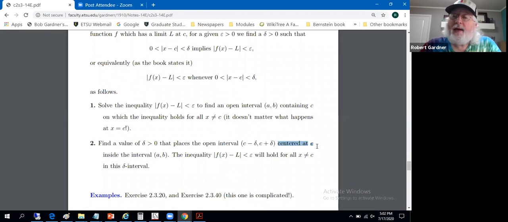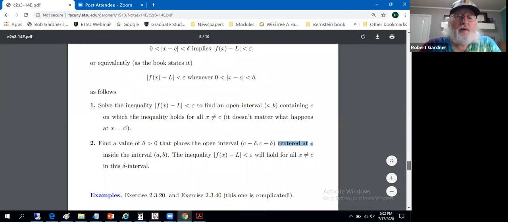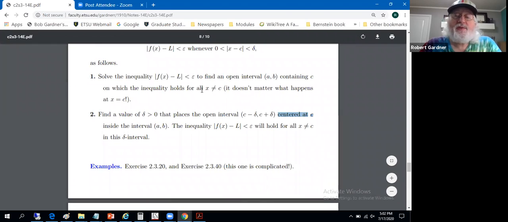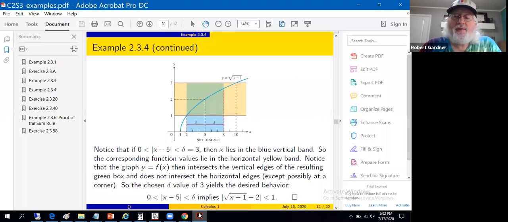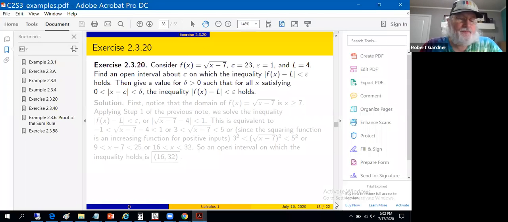Now we're going to do that algebraically. So it'll be first step, solve the inequality. Second step, choose a delta value. Let's do 2 of those, the first one being not quite as unmanageable as the second one.